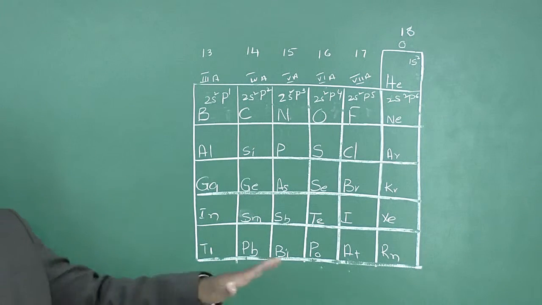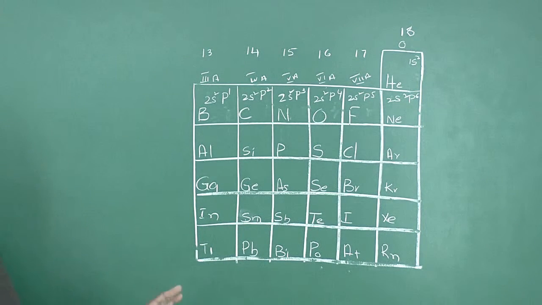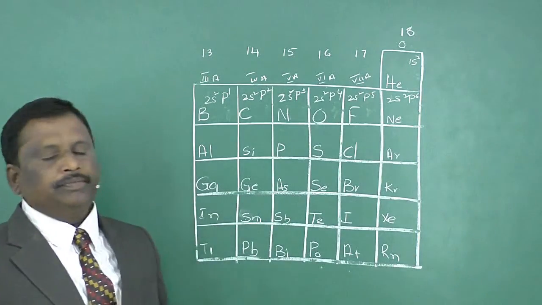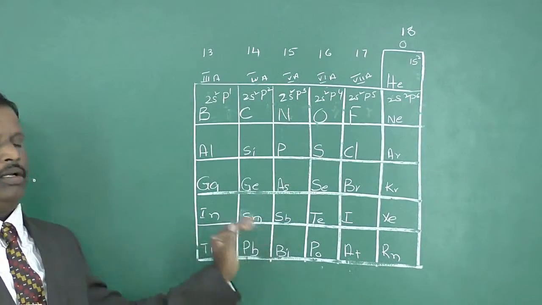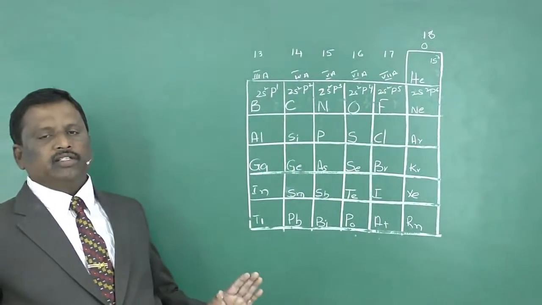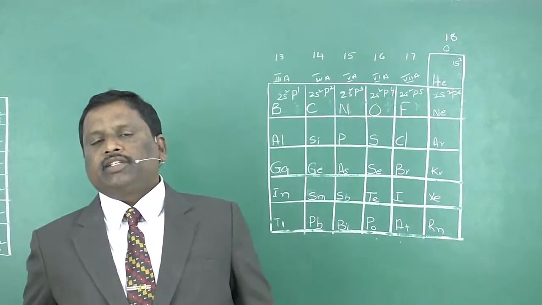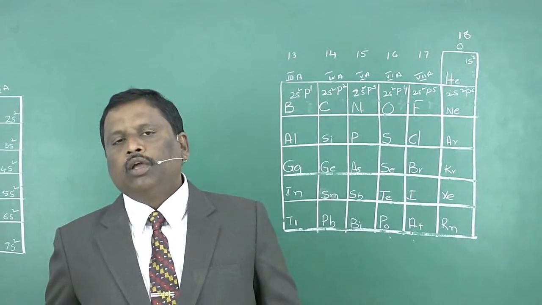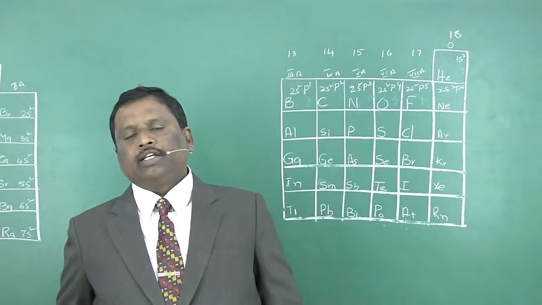Almost all nonmetals and metalloids and very few metals are present in this block. The most electronegative elements are present in this area, and inert gases are present at the extreme end. All non-metals are in this area, metalloids are in this area, and very few metals are present here. These elements will actively take part in chemical reactions by accepting electrons or by mutual sharing of electrons. That means these elements will form both covalent bonds and ionic bonds. These elements are said to be p block elements.